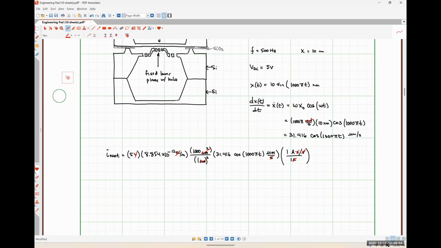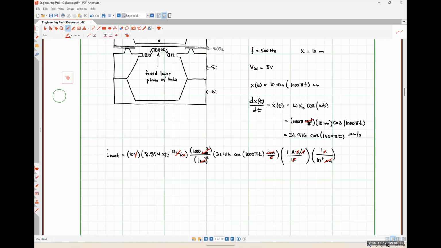Now, up here, I have micrometers in the numerator, and I have a meter in the denominator. So I'm just going to do a conversion factor to get rid of both of those, right? That's going to look like 10 to the 6 micrometers for every 1 meter. So this meter in the numerator cancels this meter in the denominator. This micrometer in the numerator cancels this micrometer in the denominator. And all I'm left with is amps.